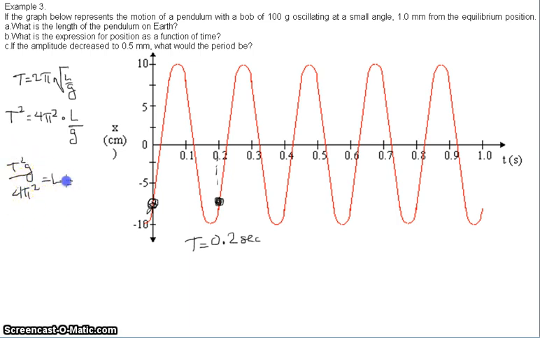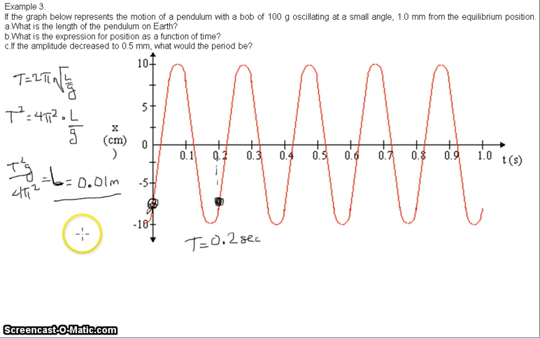And if we solve for what L is, we find that L is going to be a really small number, 0.001 meters or 1 centimeter. So this would be the length of that pendulum. Like I said, I chose a graph with a very small period, so that's why the length is extremely small for the pendulum.